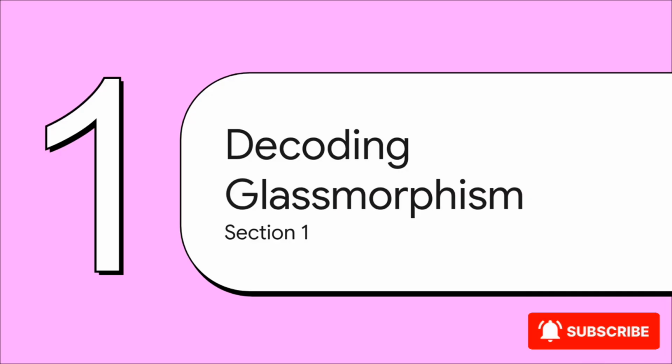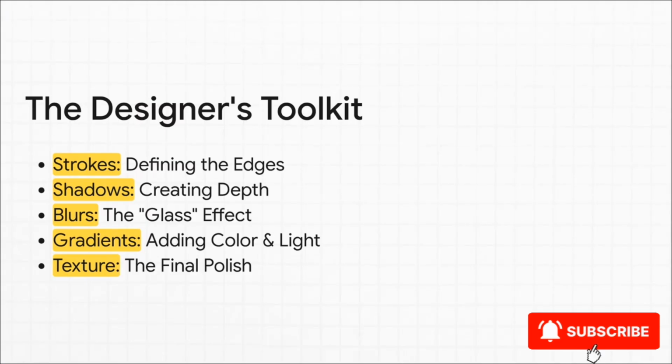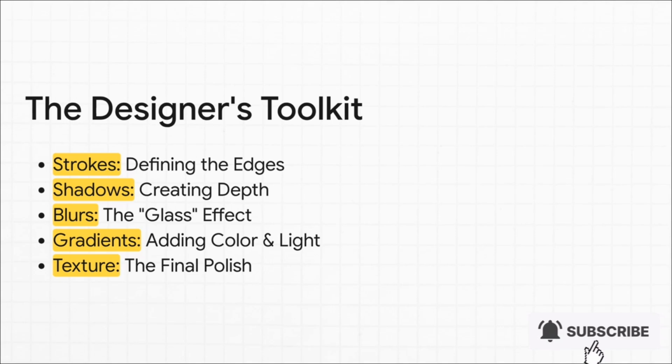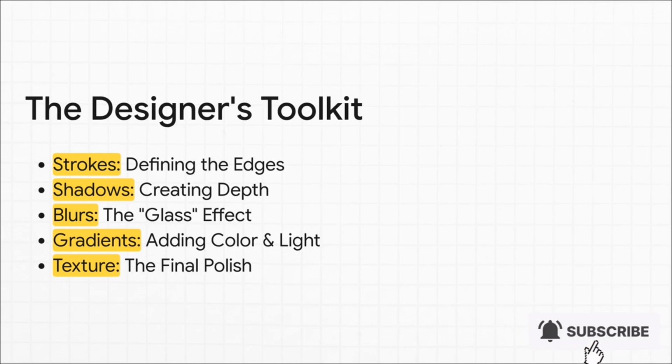We're going to break it down into 5 fundamental parts. You can think of these as your official designer's toolkit for creating anything with glassmorphism. Here they are, the 5 core techniques we're going to master. We've got strokes, which give our card those crisp, defined edges, then shadows to literally lift it off the page, of course blurs, which create that signature frosted look, gradients for adding subtle color and light, and finally a little touch of texture for that last bit of realism.